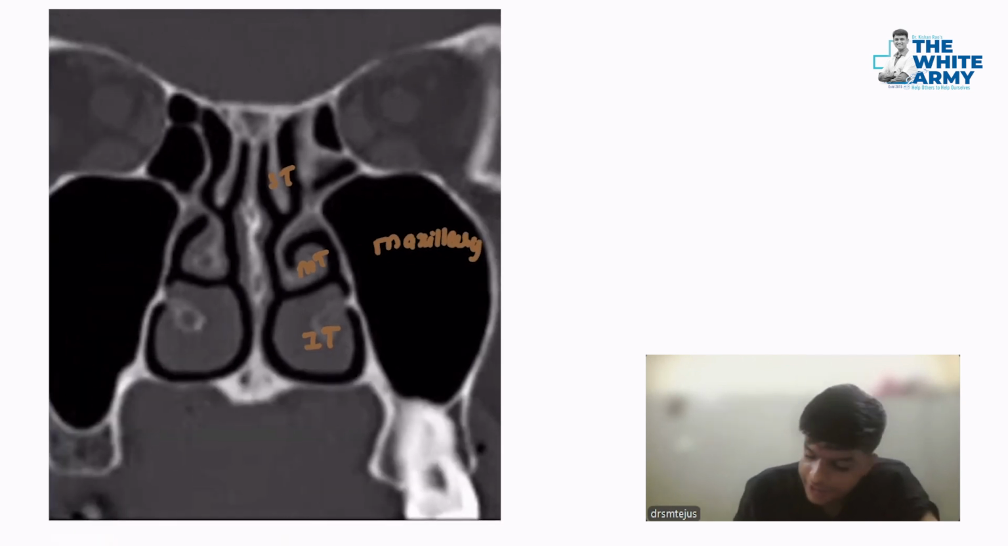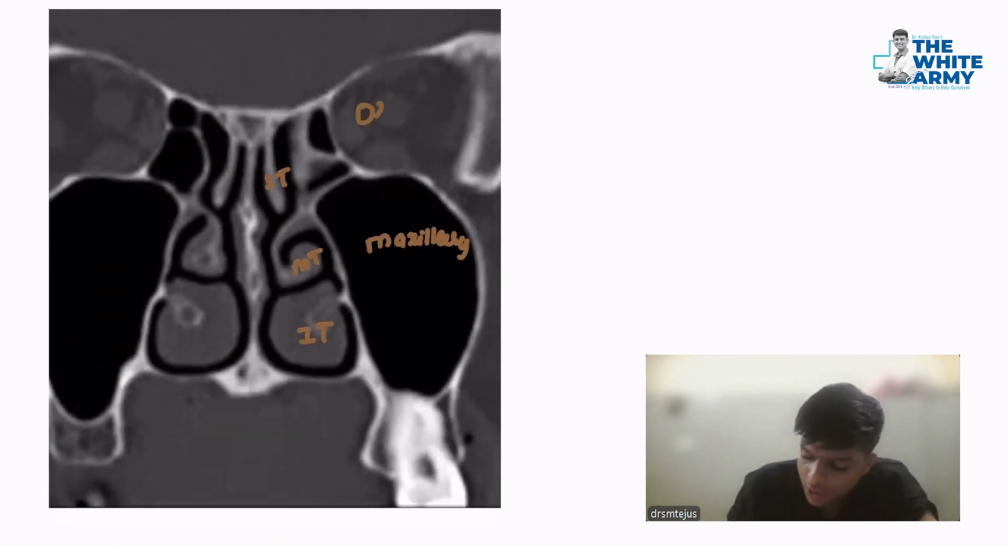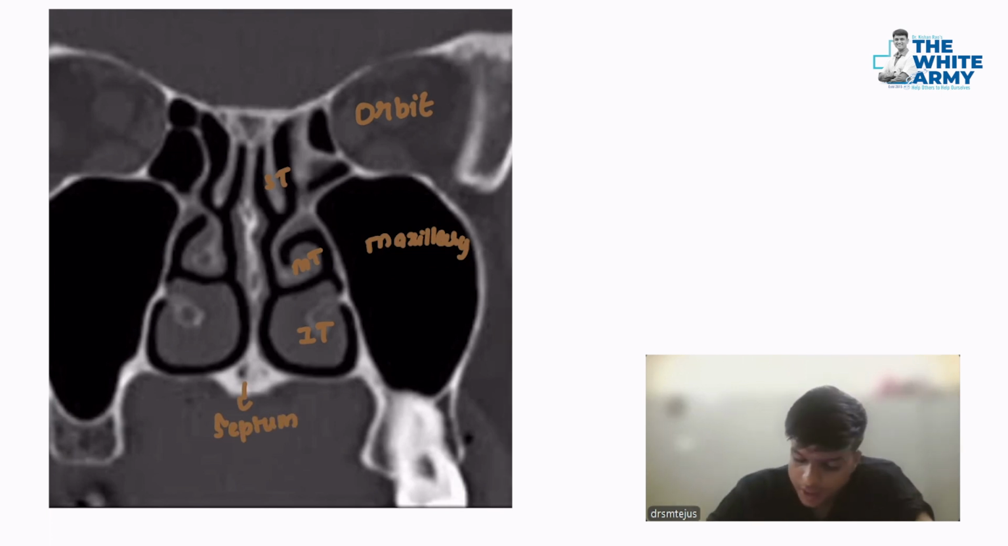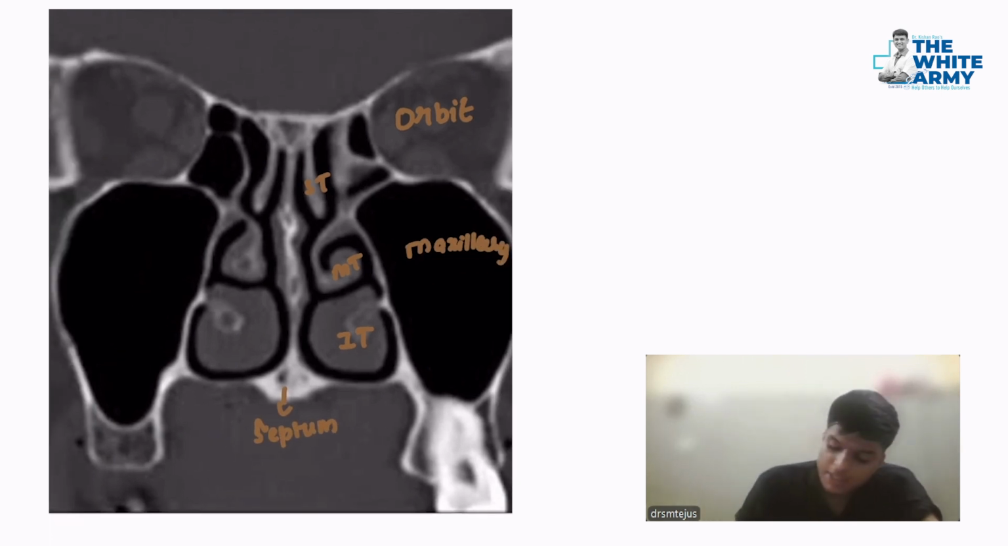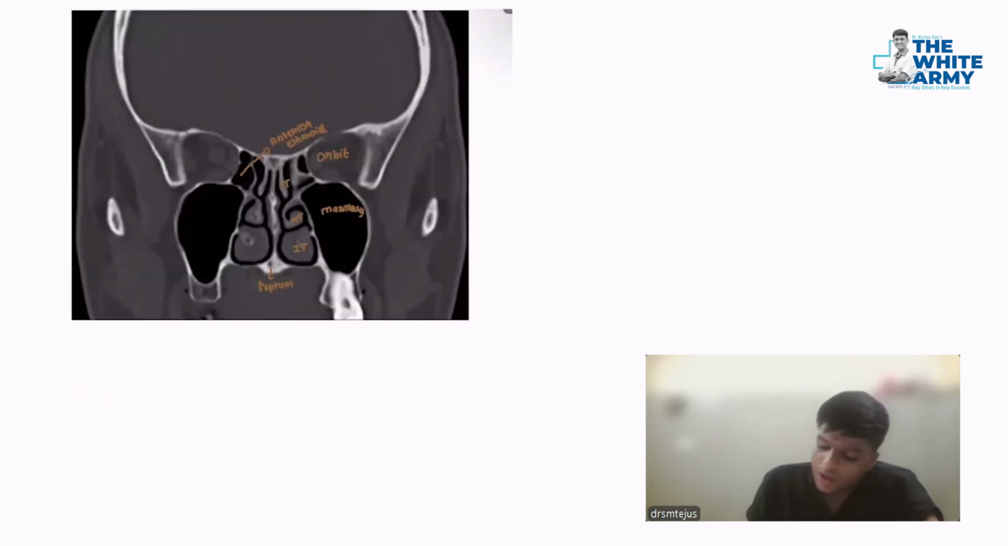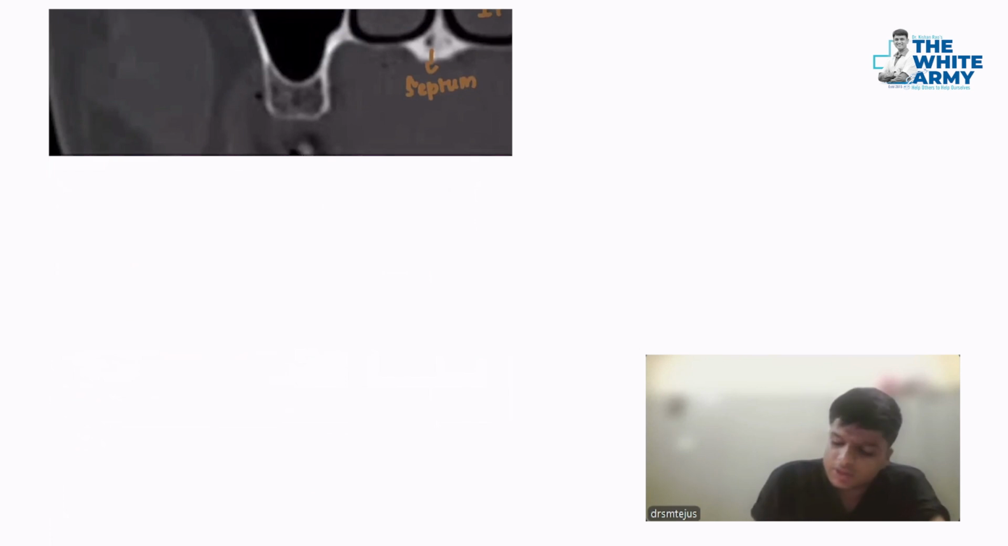What else can we identify, which we have already studied? This is our orbit. This is the nasal septum. And these are the anterior ethmoidal air cells. These are the anterior ethmoidal cells.